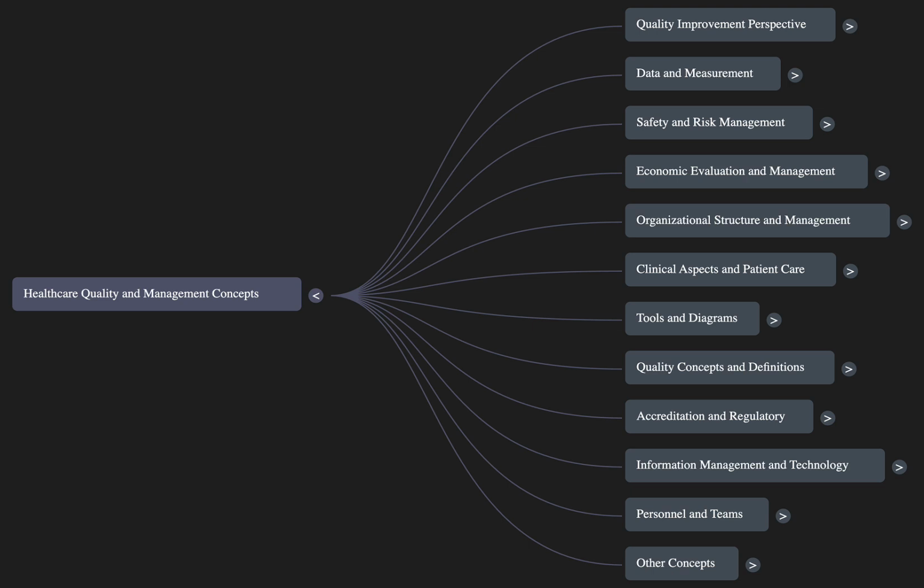Question 82 introduces failure mode and effects analysis, FMEA. What kind of process is it? FMEA is a proactive process, used before something goes wrong to systematically identify potential failure points in a process, assess their likely impact effects, and figure out how to prevent them. Proactive risk assessment. Good.